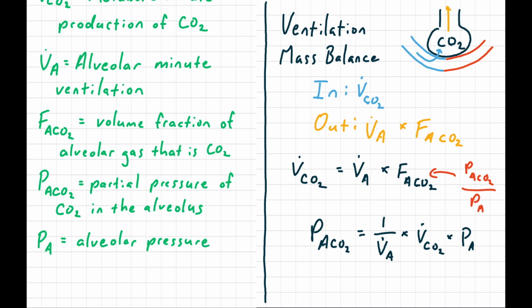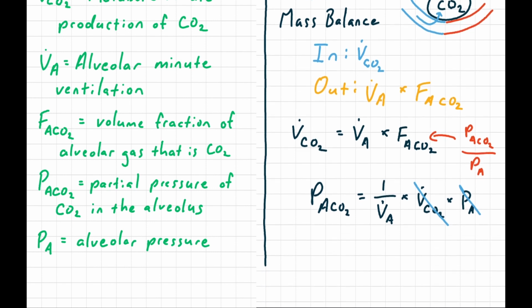So in some ways, this already tells us what we need to know. The minute production of CO2 is going to be constant, the alveolar pressure is constant, so this equation tells us that our partial pressure of alveolar CO2, which is usually going to be very close to the partial pressure of arterial CO2, is inversely proportional to the alveolar minute ventilation.